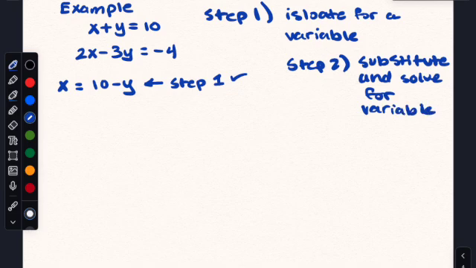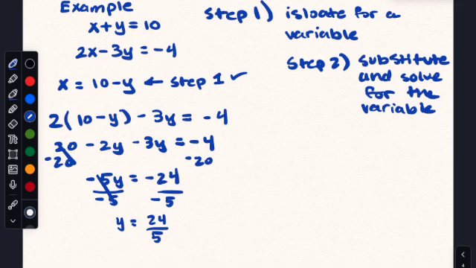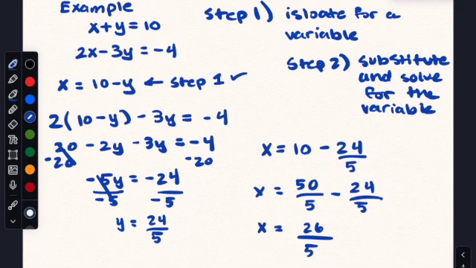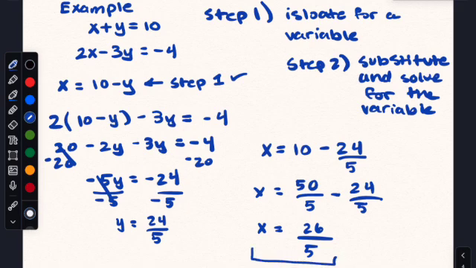we're going to substitute and solve for the variable. We're going to substitute into the other equation. 2 times 10 minus y minus 3y equals negative 4. Now I isolated for y. I'm going to go ahead and plug my y value in and solve for x. We have our x value right here and our y value right here. I'm going to save those values off to the side, and we're going to check them to see if they are correct.